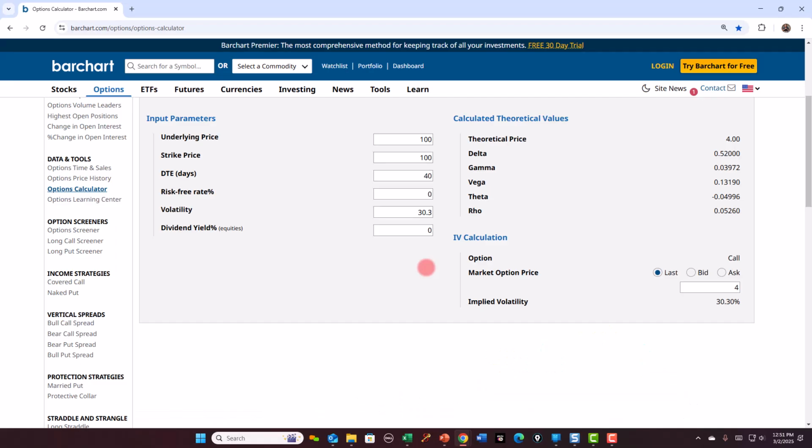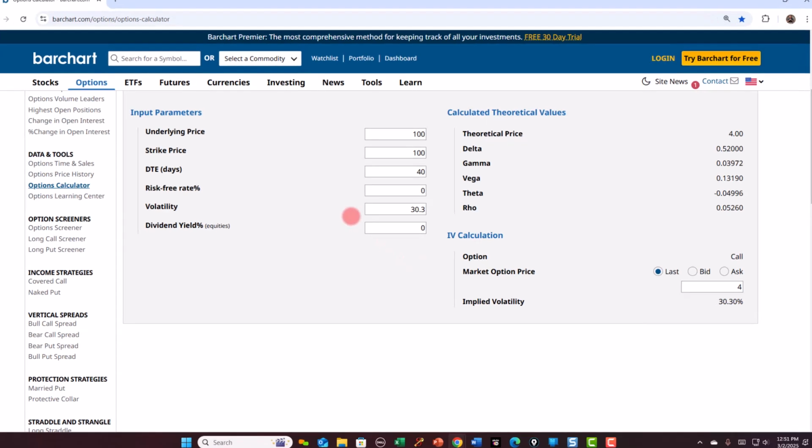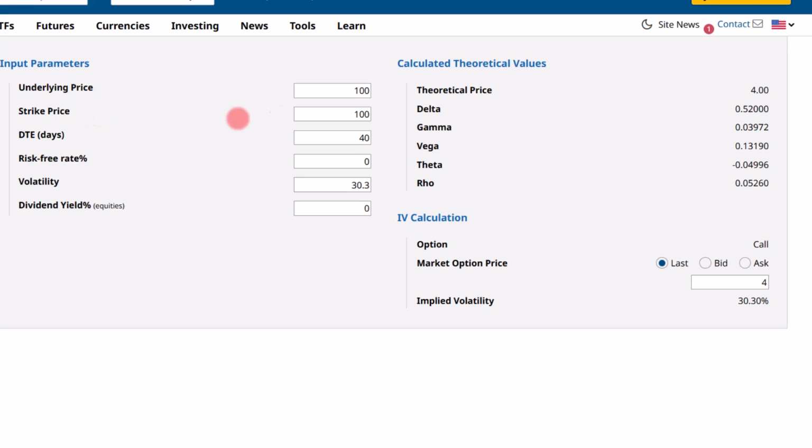Okay, so now we're into the barchart.com pricing model, and I've got the underlying stock at 100, strike at 100. Remember, this relationship only applies to at-the-money options. We're going to give it 40 days to expiration. I'm going to leave interest rates out because that can throw the calculations a little bit for the cost of carry. Volatility at 30.3% and no dividends, and we see that the option's price is worth 4. So notice that my theta is 0.04996. That's 0.05.